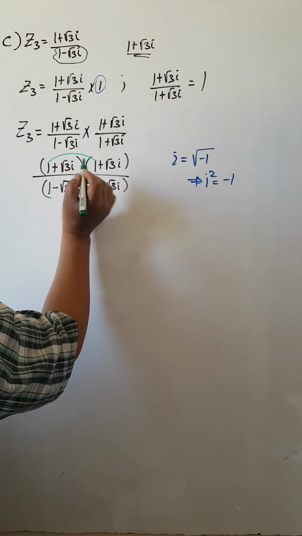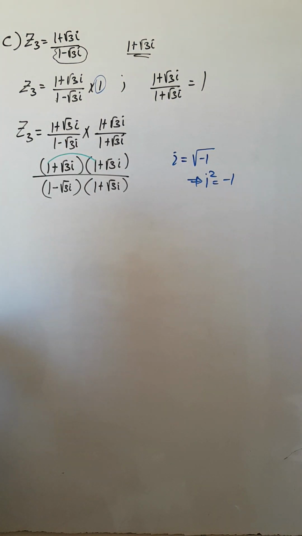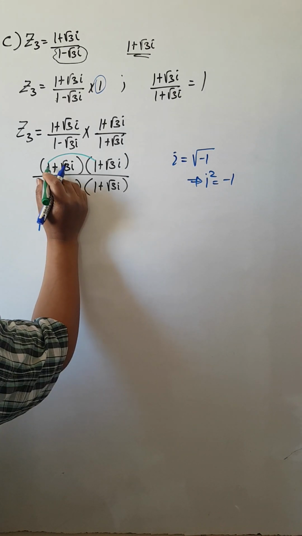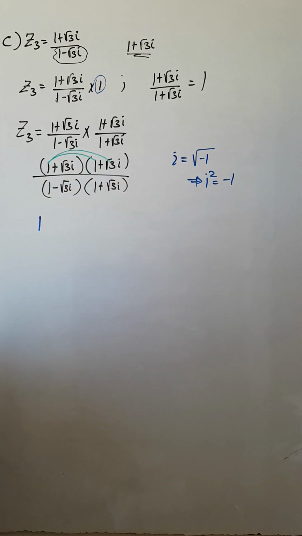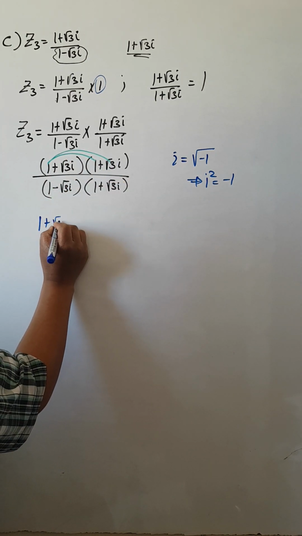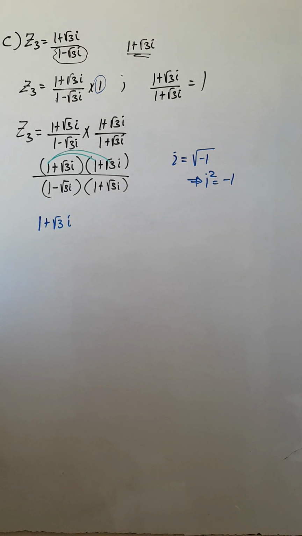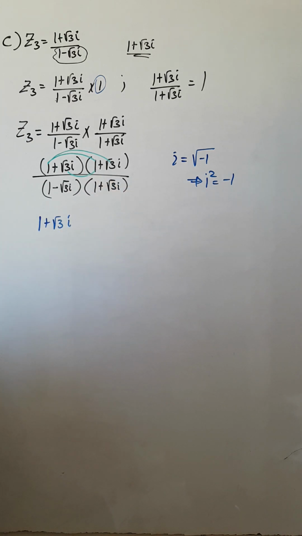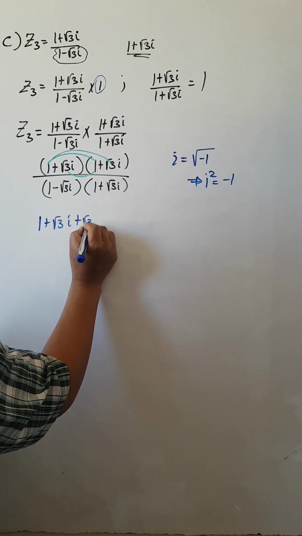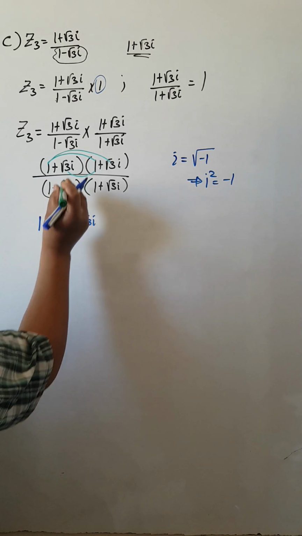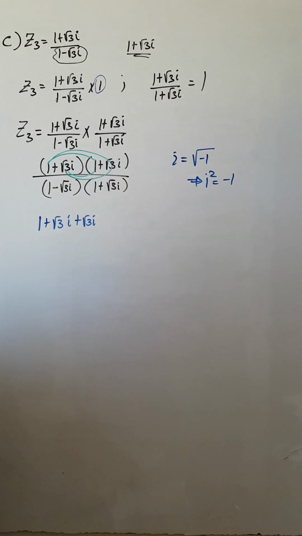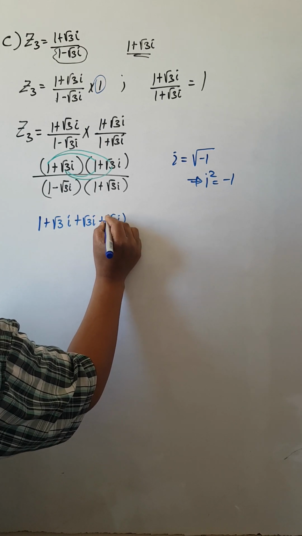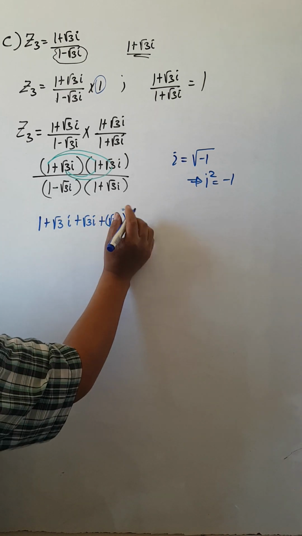1 times 1 is 1. And 1 times √3i is plus √3i. The second step is √3i times 1, which is plus, again, √3i. And again, √3i times √3i is plus (√3i) squared.